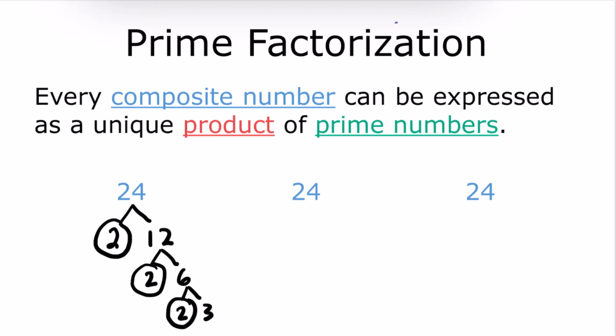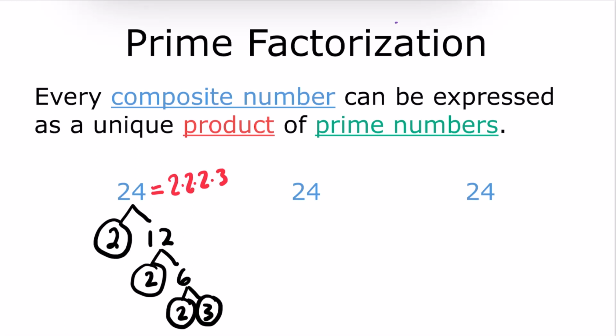And in this case, both of the factors that I broke it down into are prime numbers. And so that means that I'm done with the prime factorization. And so the product of prime numbers that 24 is equal to is 2 times 2 times 2 times 3. And it doesn't matter how you do your factor tree, you'll still get the same result in any case.